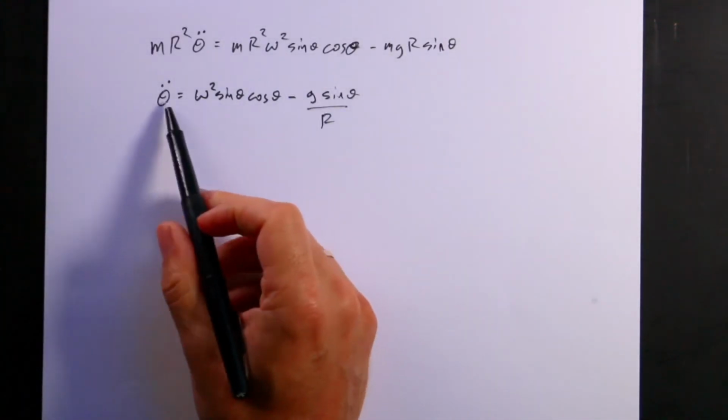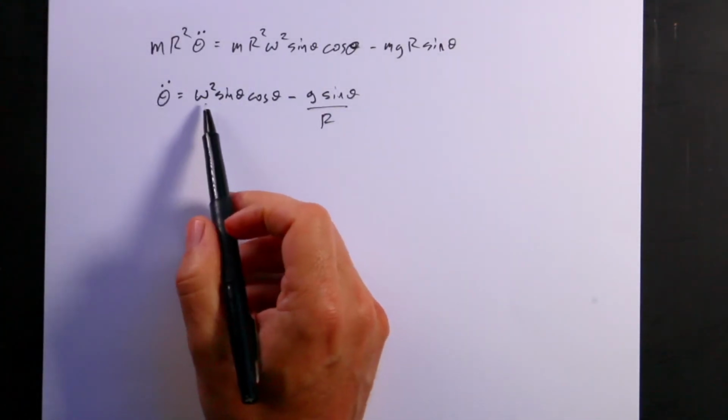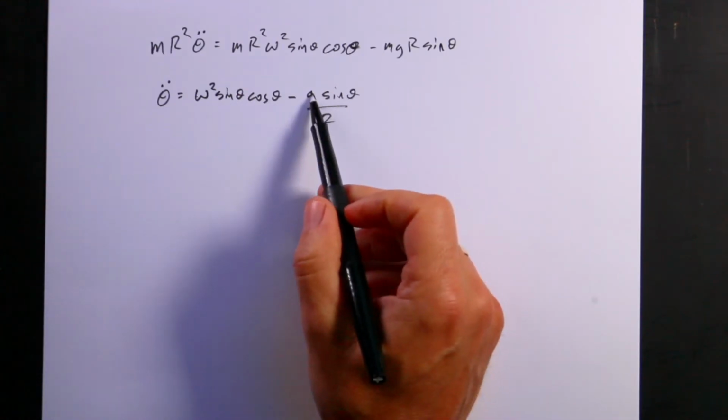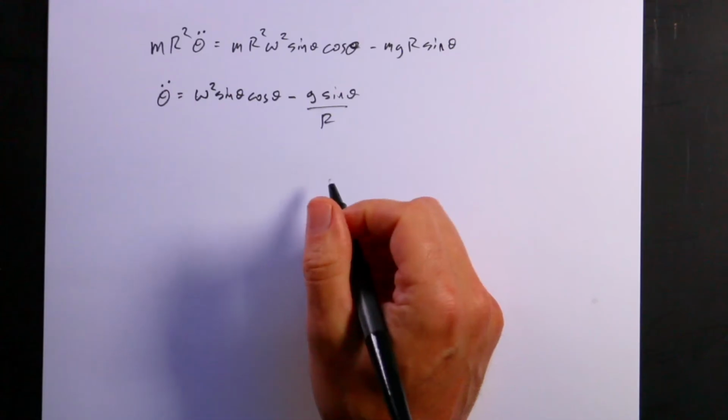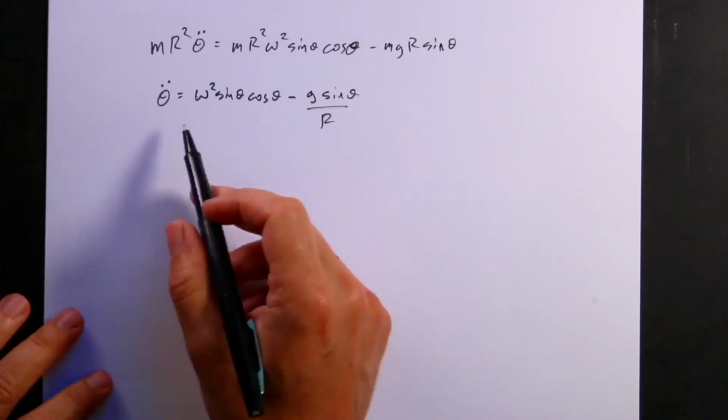Okay, just double check here. This is radians per second squared, and this is meters per second squared divided by meters, which is 1 over second squared, so the units all work. Okay. Now, how do we model this?